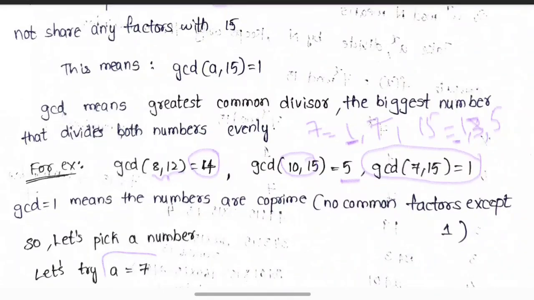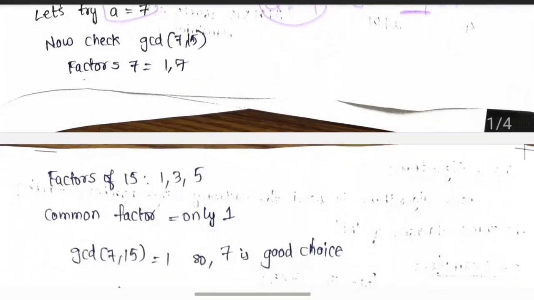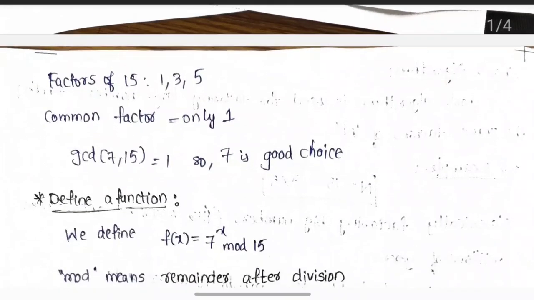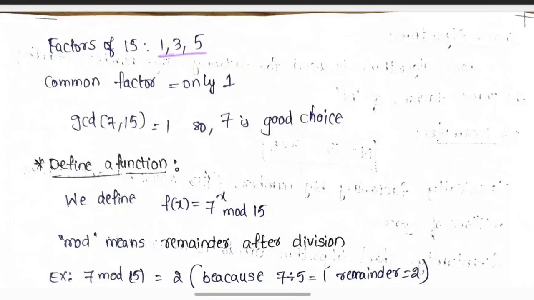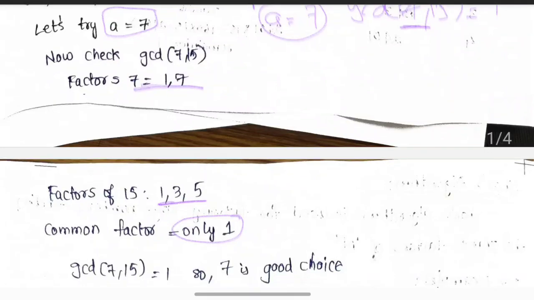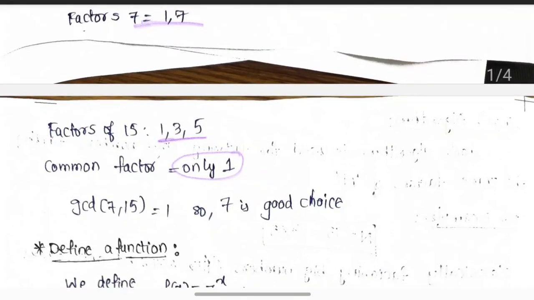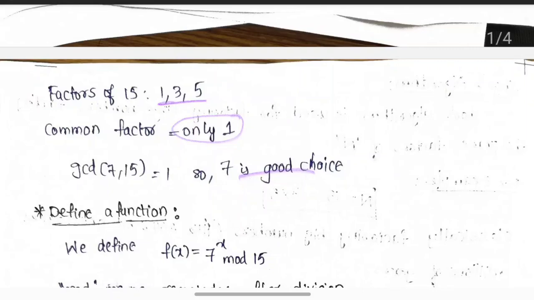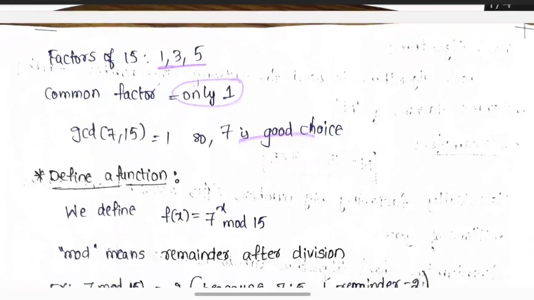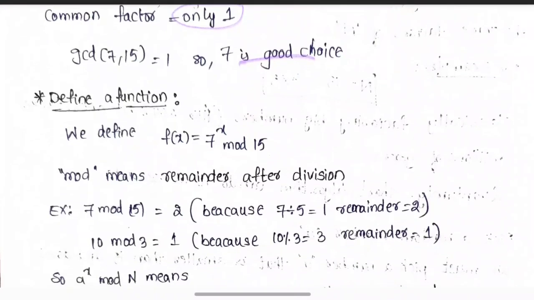So we'll pick A as 7 in our example for N equal to 15. The GCD of 7 and 15 is equal to 1, right? If you check the factors, 15 has 1, 3, 5, and 7 has 1 and 7. In both cases the common factor is only 1. So 7 is a good choice for factoring out the prime factors for N equal to 15.